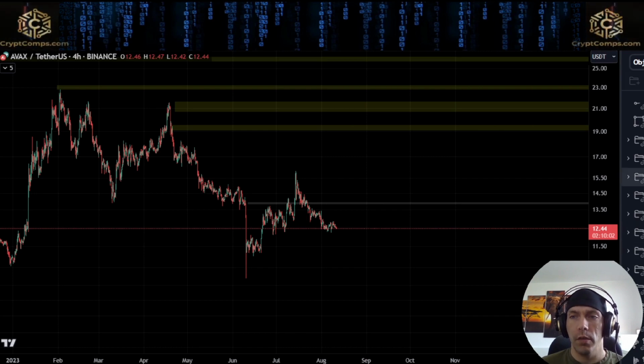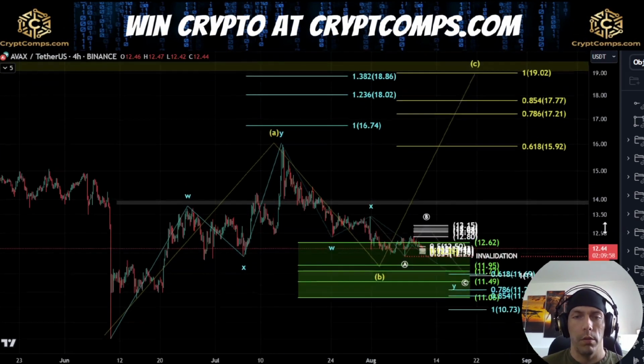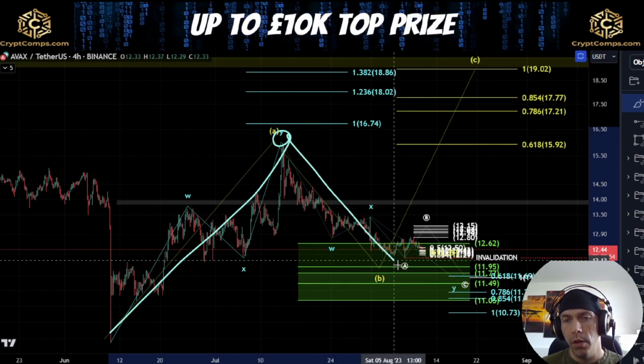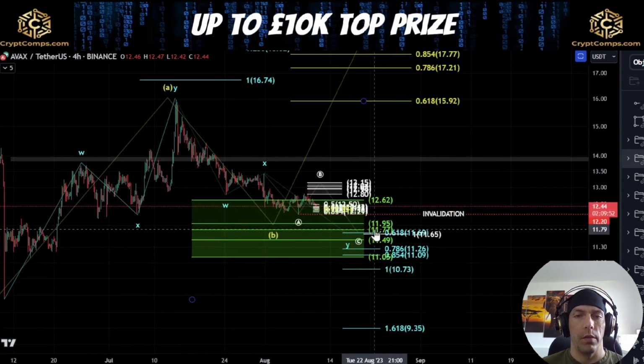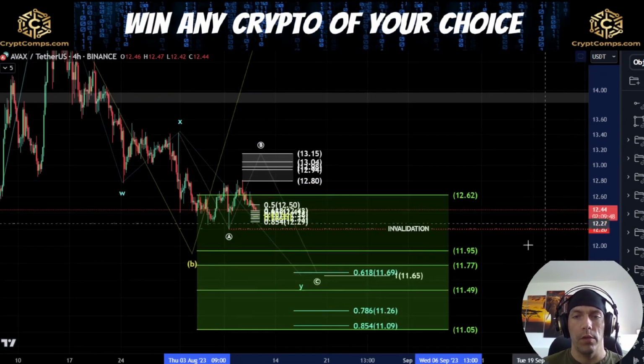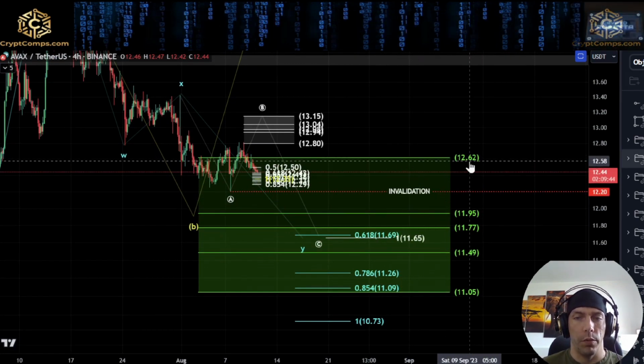Okay, so looking at this structure here, what we would be saying is that internally what we are looking for is the potential that this whole move is an A wave into this high. We're looking for a B wave, and then we're looking for that C wave to the upside. The most common target area you have for a B wave is this green box area. We have come down into the 50%, which is this 1262.